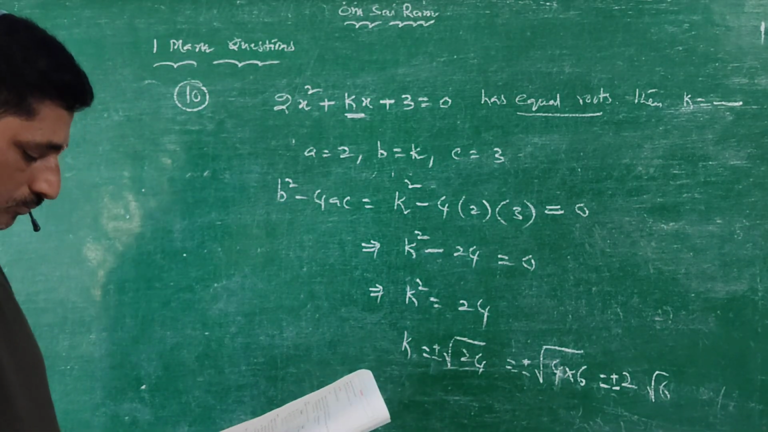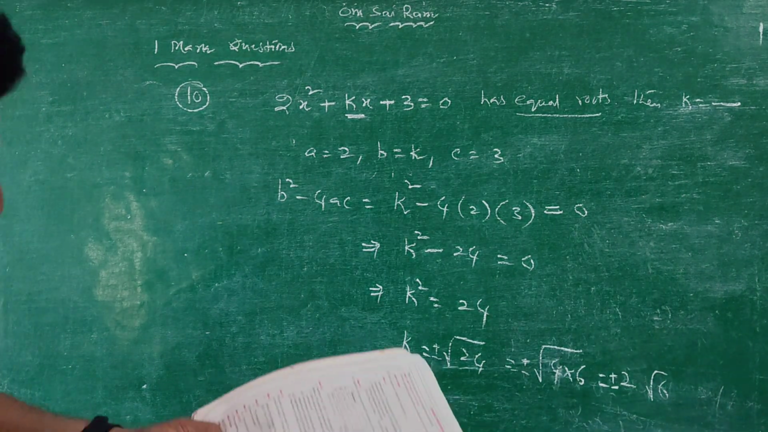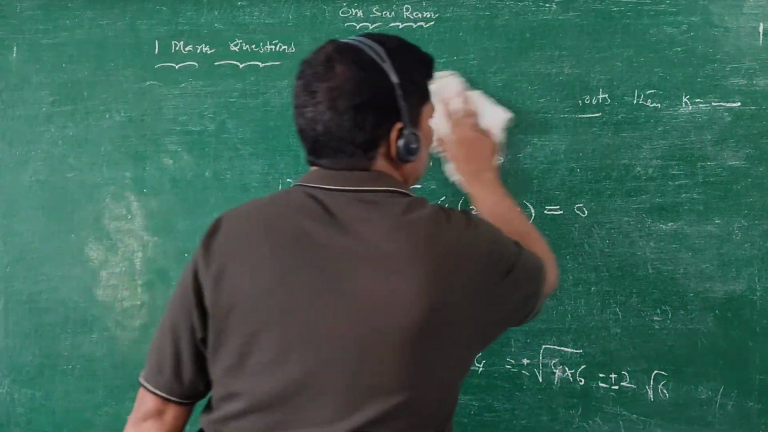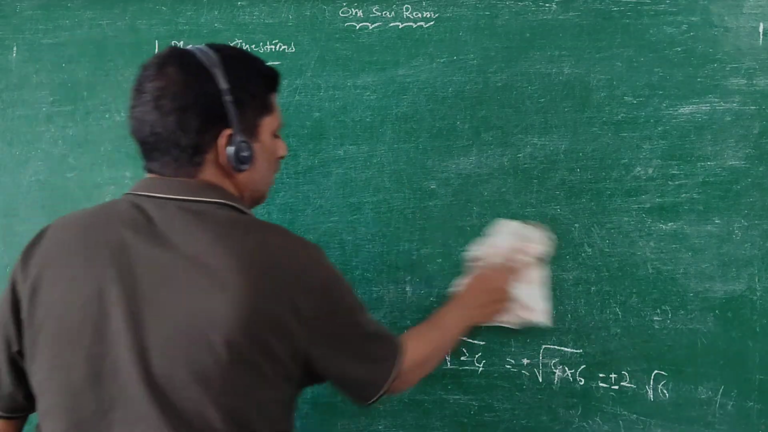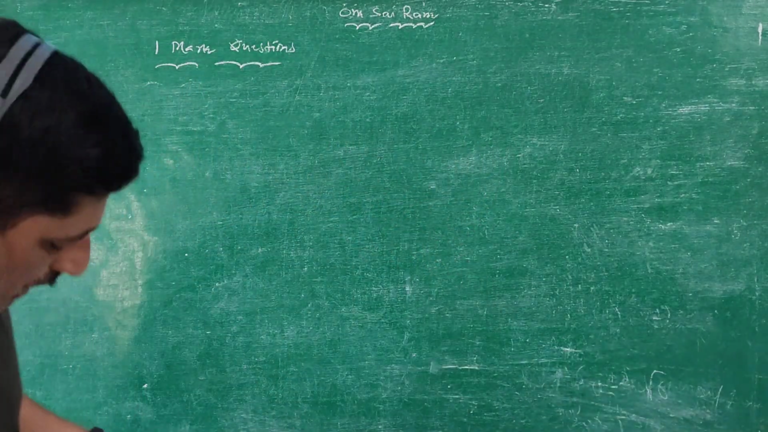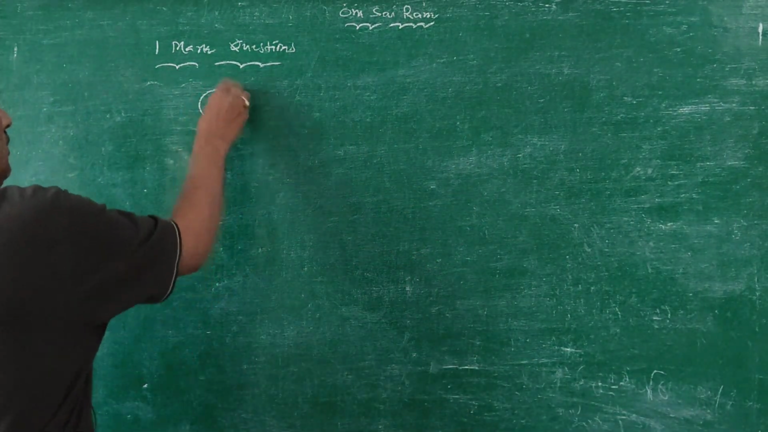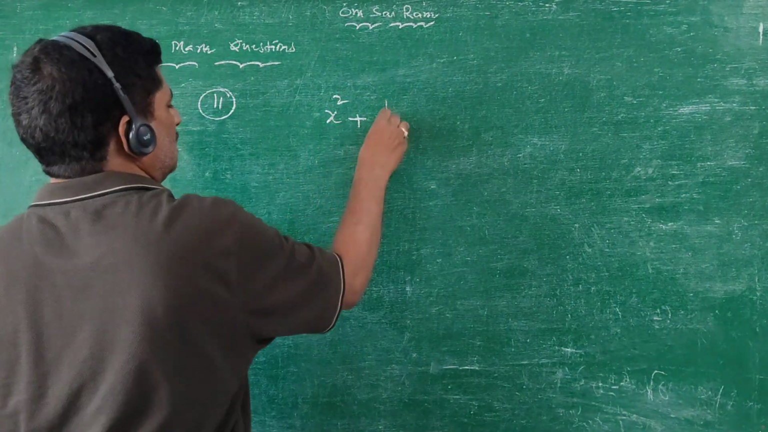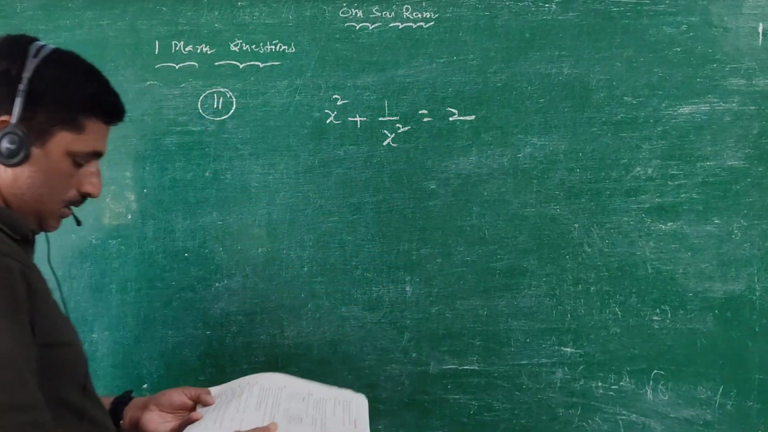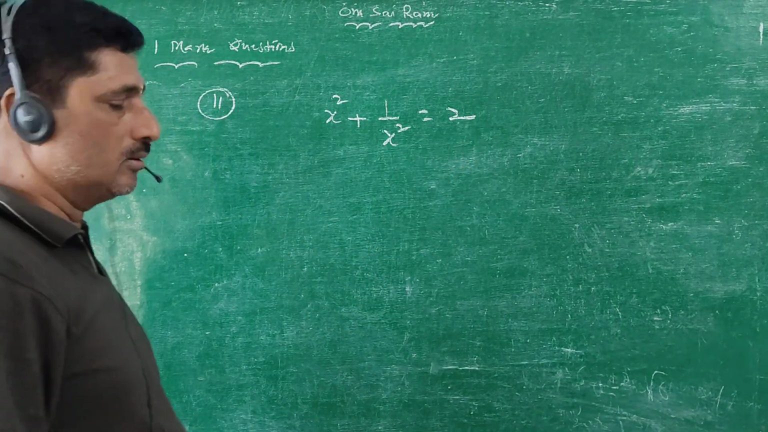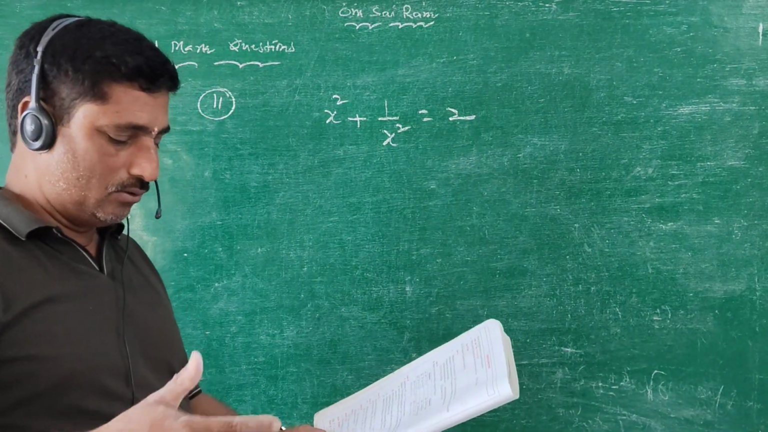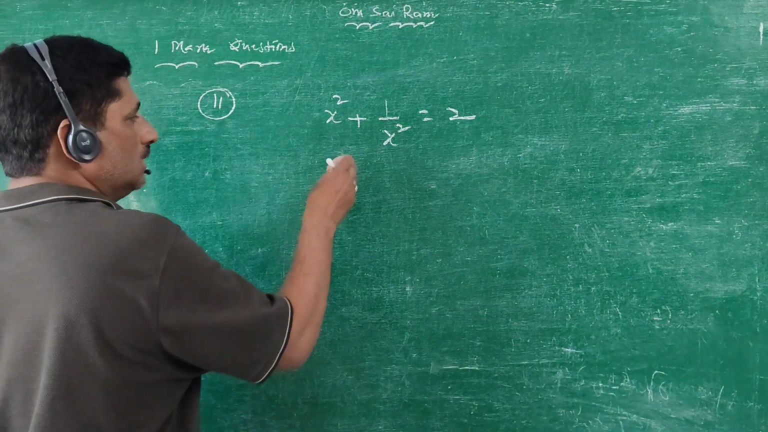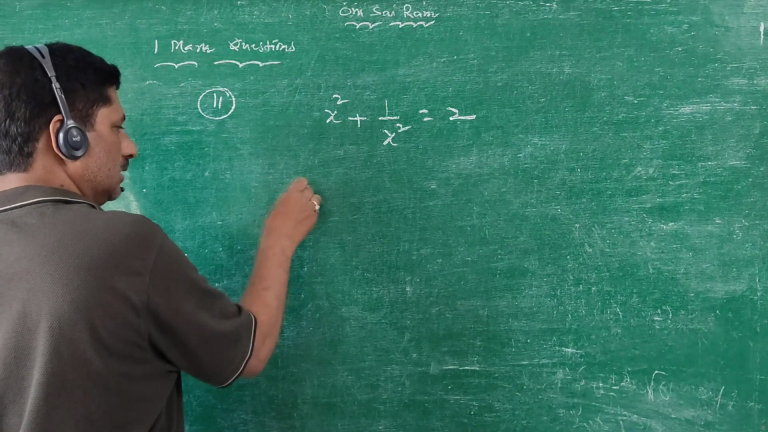Okay, last question, question number 11. The given question: the equation x square plus 1 by x square equals 2 is a quadratic equation. We have to verify whether it is true or false. Is it a quadratic equation?